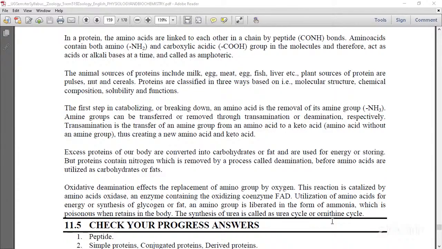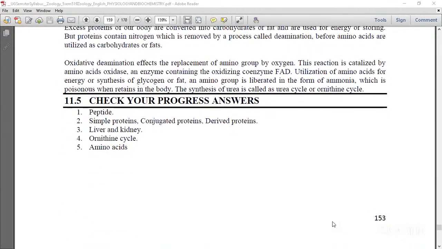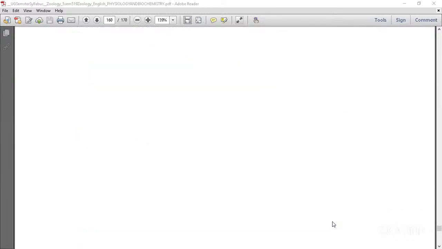The synthesis of urea is also called the urea cycle or ornithine cycle. This urea is flushed out from the body through the kidneys and liver. This is about the proteins.